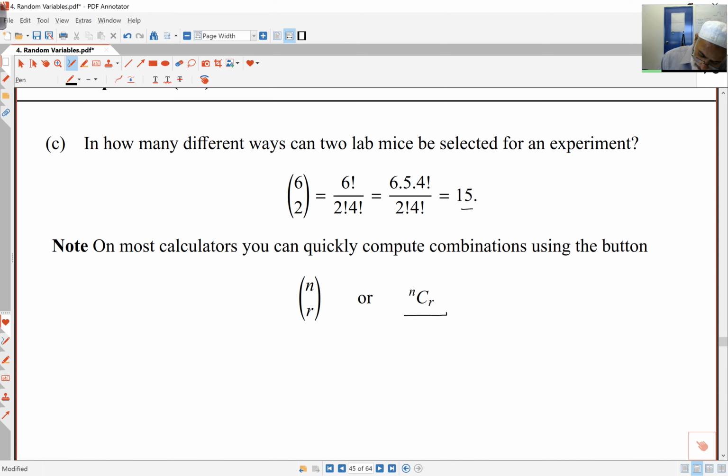So on calculators, there are 2 ways. You'll probably find this button there on the calculator, nCr. So you'd enter the n first, then select the nCr button, and then enter the r, and then you'll get the answer out of that. So try that and get that right. We'll go through this in lectures together.